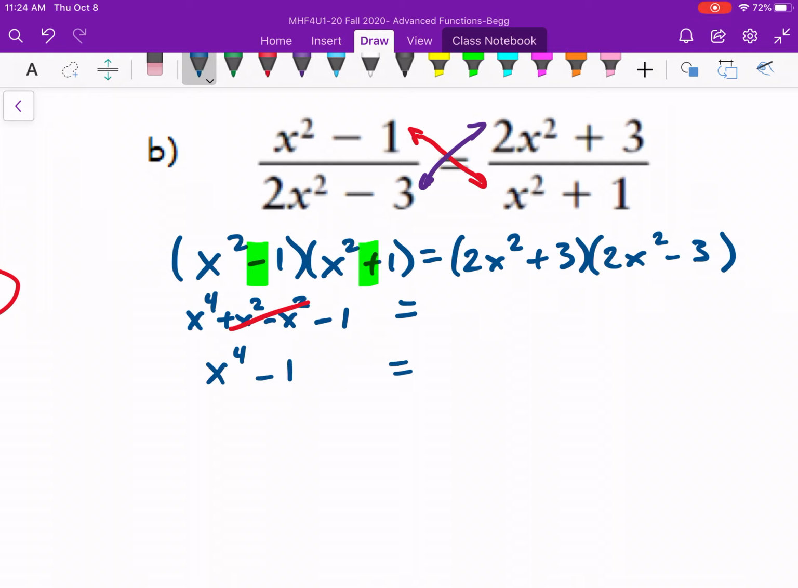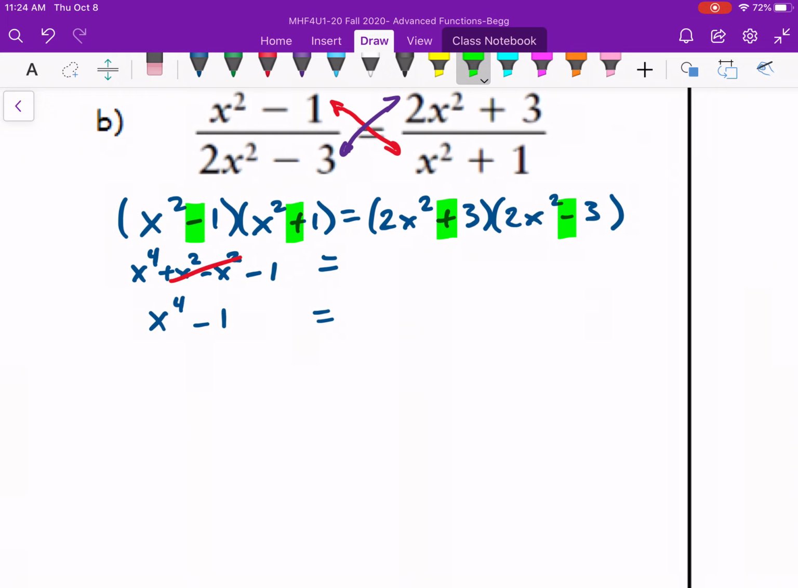On the right-hand side, we got the exact same thing going on. We got two binomials that are exactly the same, except with different signs. So we're going to get 4x to the 4 minus 6x squared plus 6x squared minus 9. Two middle terms are going to cancel out again, and I got 4x to the 4 minus 9. This one seems to be simplifying down rather nicely.